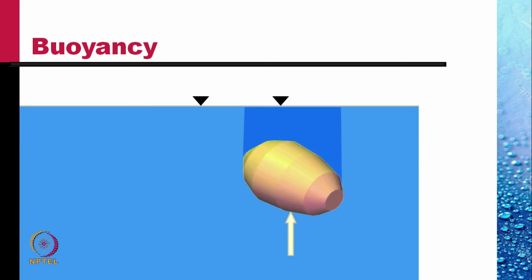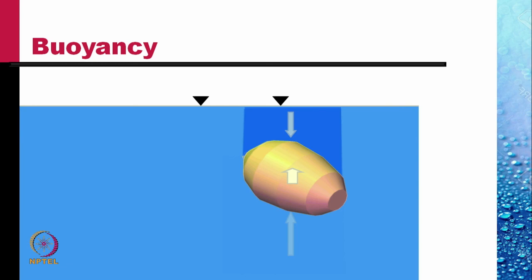Now the other half of the surface supports this column of water above it. So the pressure force on this upper half of the body is downwards, equal to the weight of this column of water. The difference of the two obviously is the weight of this volume of water, and this would be upwards.